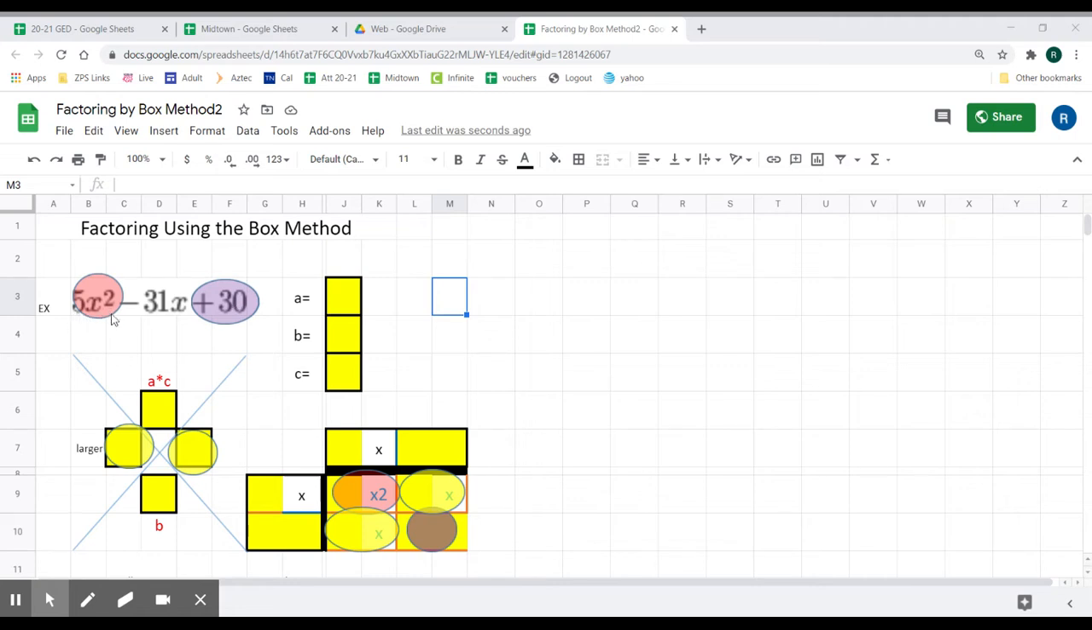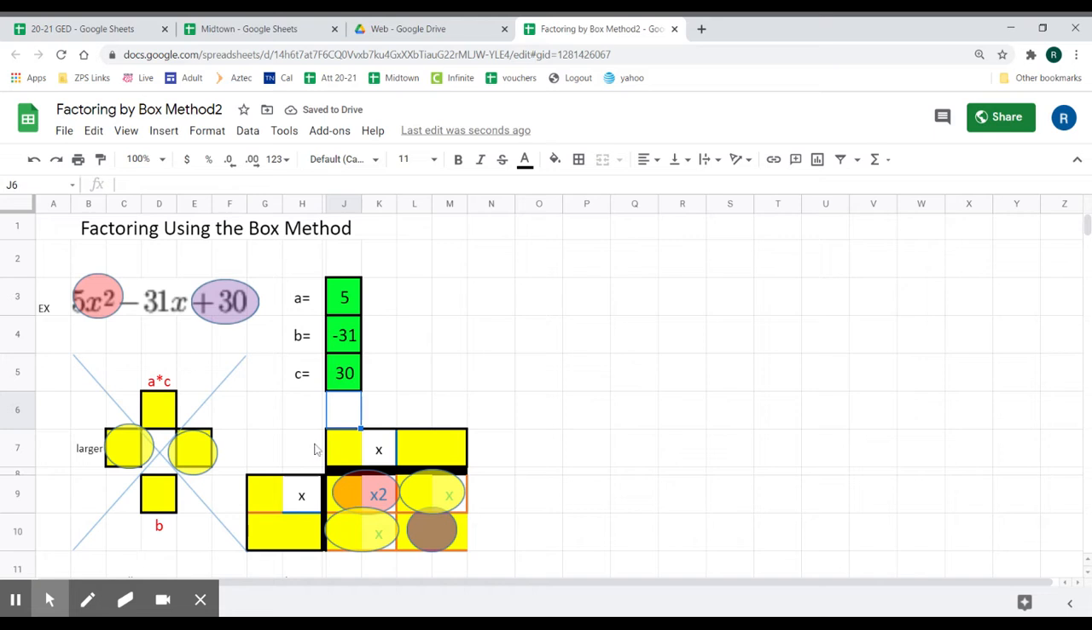You have a number in front of the x squared. So when you have a coefficient number in front of the x squared, this is one of the ways that you can solve it. So a is the first number, so that's going to be 5. b is the minus 31, so negative 31. C is the last one, which is 30.